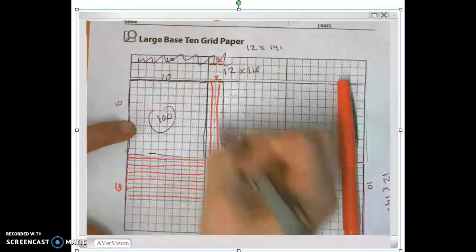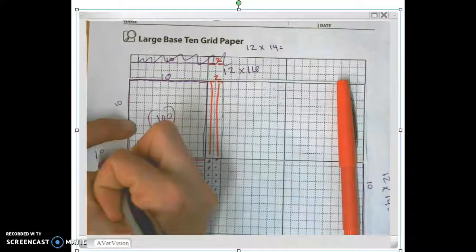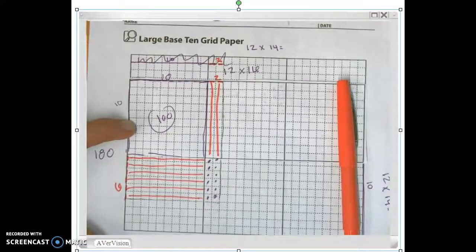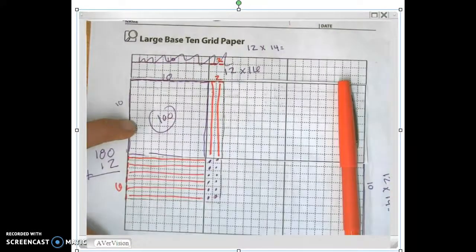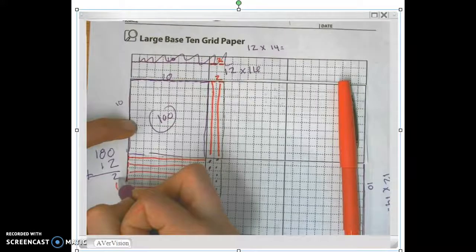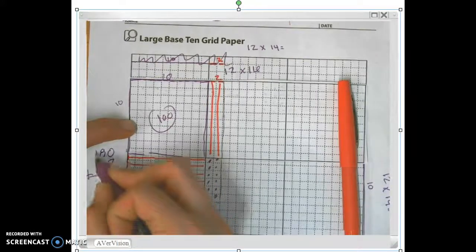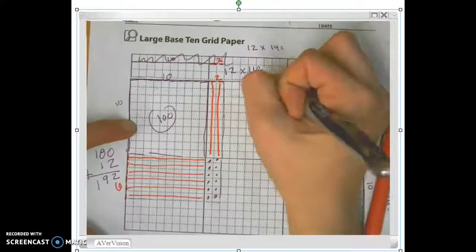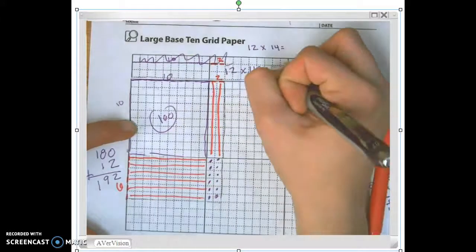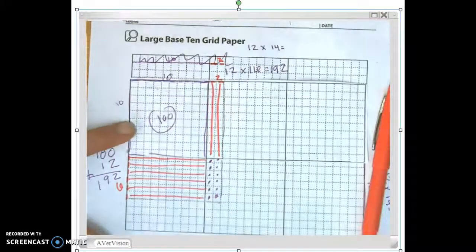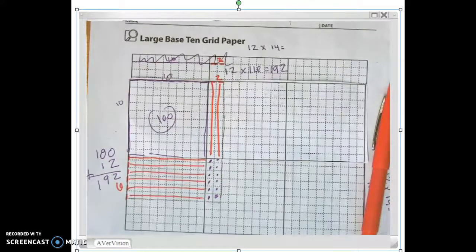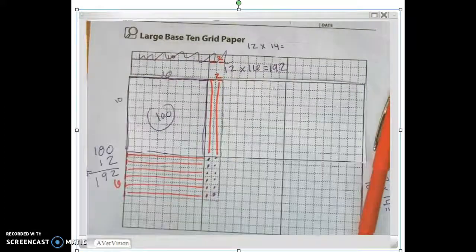So right now I have 180 and I have 12 dots. 12 dots. I'm going to add them up. 0 plus 2 is 2, 9, and 1. We know that 12 times 16 gets us 192, because that's what our inside is. And that's how we're multiplying double-digit numbers, making our multiplication arrays.